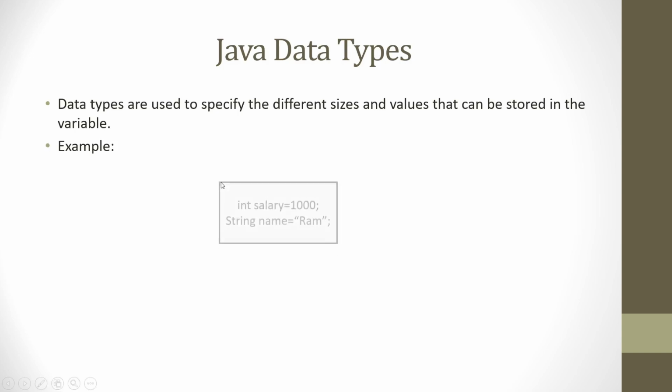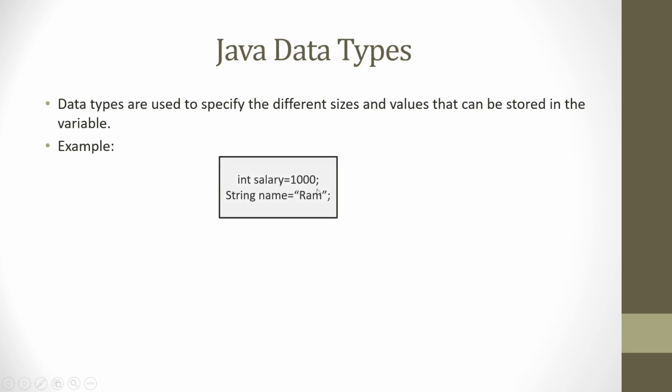For example, int salary = 1000, String name = Ram. Salary is a number, which is an integer data type, and name = Ram is a set of characters, which is a string. So here both the sizes and the values differ, which is where we can define our Java data types.